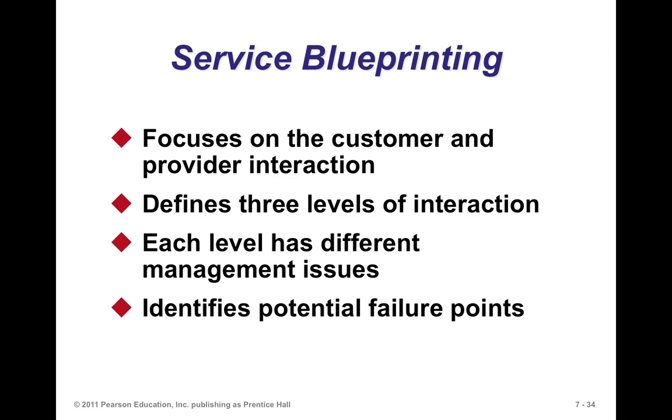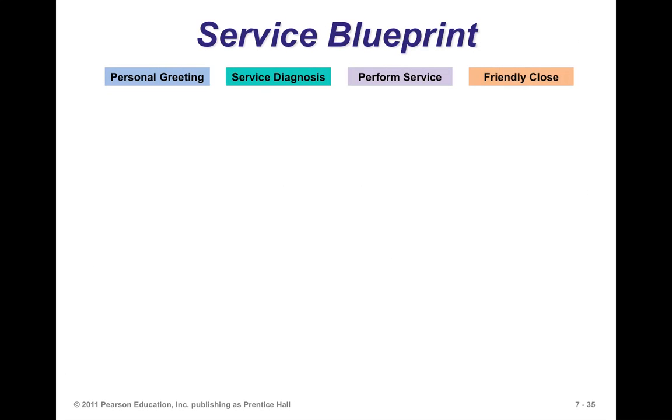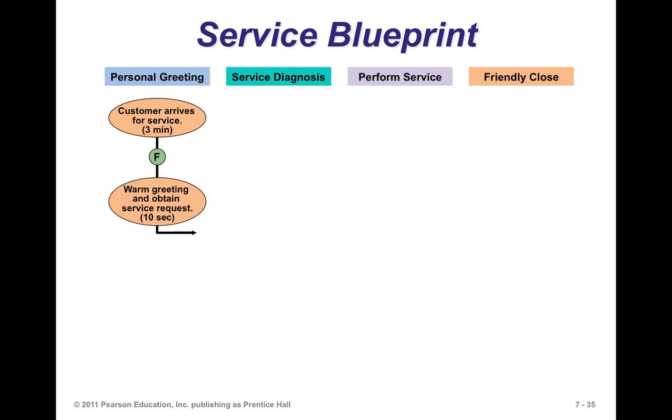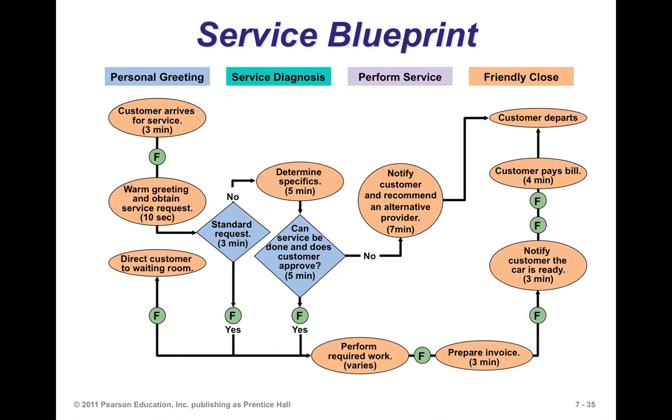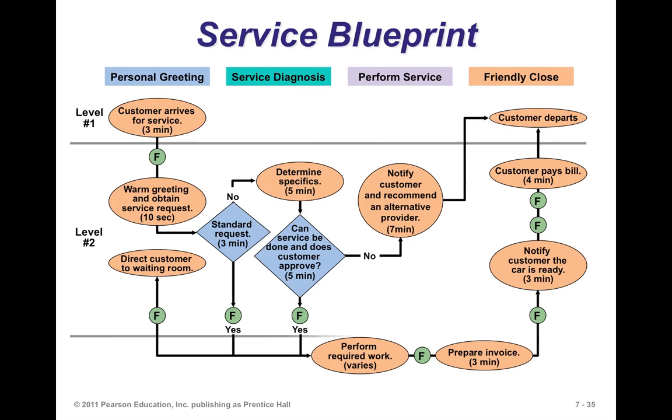Service blueprinting, as we said, focuses on customer interaction. And here's an example of a service blueprint of a customer coming into, I believe it's a hotel for service. So let's see what we get. Oh, no, that's actually a customer taking a car to a garage. So you see here at one level, we're looking at the customer arriving. At another level, the interaction of the customer with the organization. And at this level, this is just the organization performing the work. Okay? And then the customer departs.